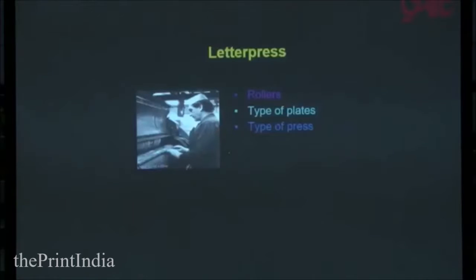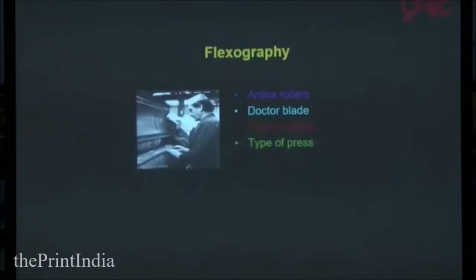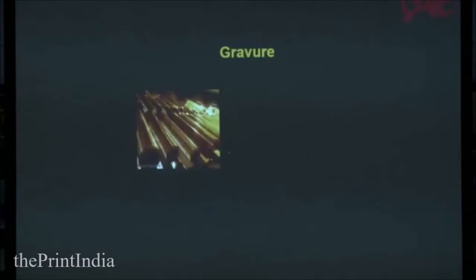So there are different types of plates, different types of machines, roller setting. Flexography, you have analog rollers, doctor blade setting, different types of plates, different types of machines. Each one needs to be set the way it should be, okay? In gravure, you have image cell structure of the gravure cylinder, the cylinder making process, whether it's conventional, electronic or laser, the type of gravure machine.